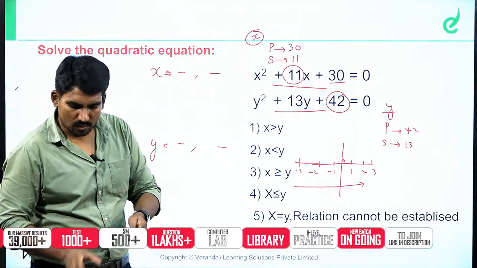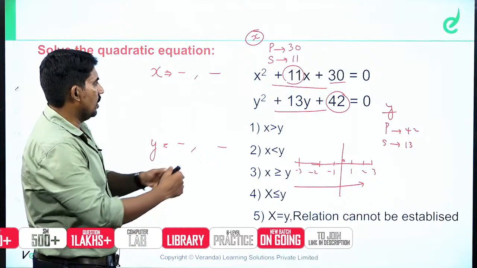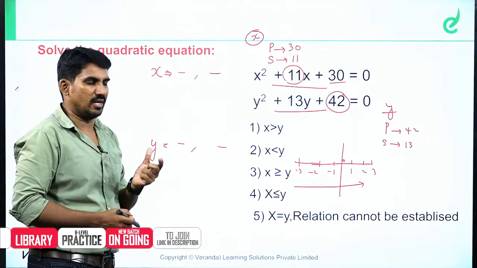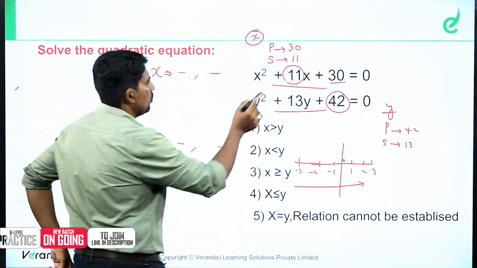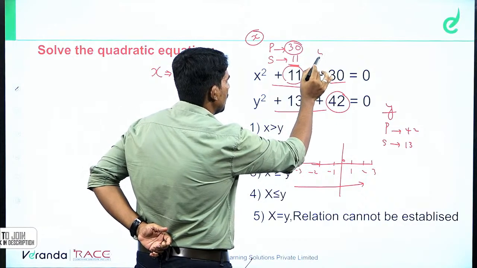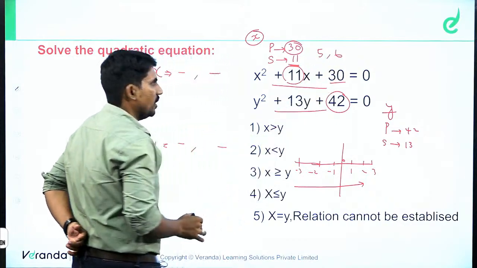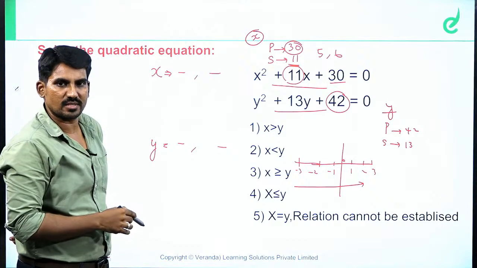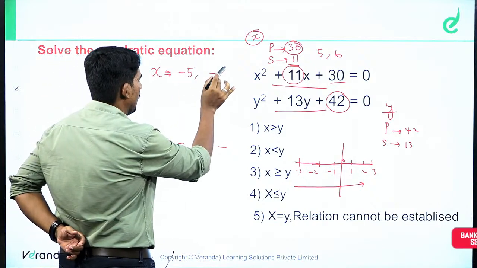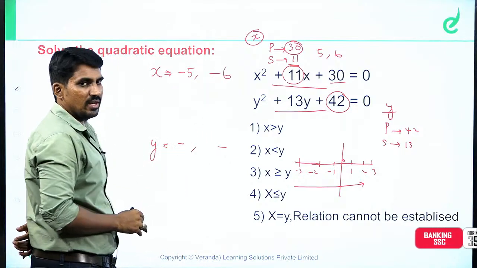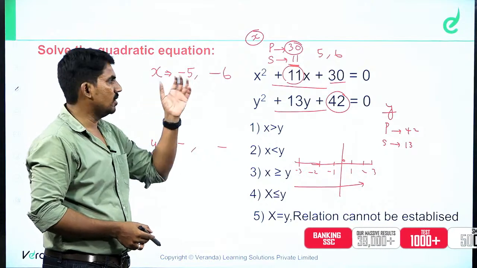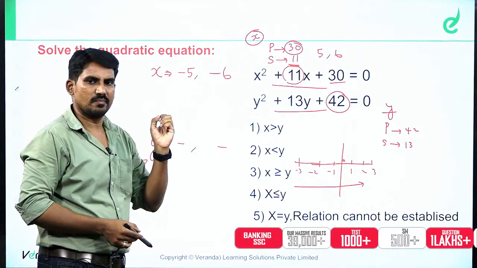Clear? Now listen. Now plus and plus. Therefore, both roots are minus. Now the product should be 30 and the sum should be 11. Therefore, shall we take 5 and 6? 5 into 6 is 30. 5 plus 6, what is the value? 11. Therefore the roots are 5 and 6. Both roots are minus. Therefore minus 5, minus 6. That's all. No need of pen and paper. We can write this quickly in the exam, right?